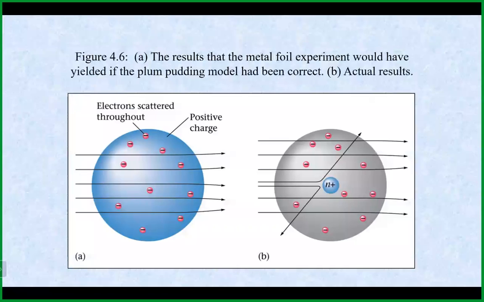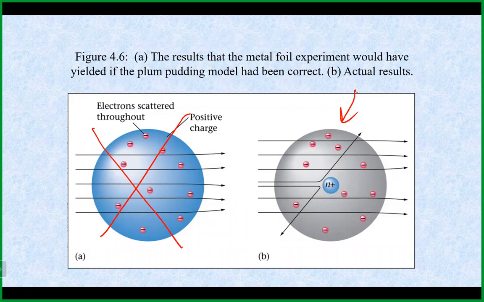So what happened as a result of this is they really had to rethink the model of the atom. Basically what they said was, this is really not what we observed. This over here is really what we saw: most of them went through, no problem. So they had to explain this, and what they came up with is really the modern version of the atom.